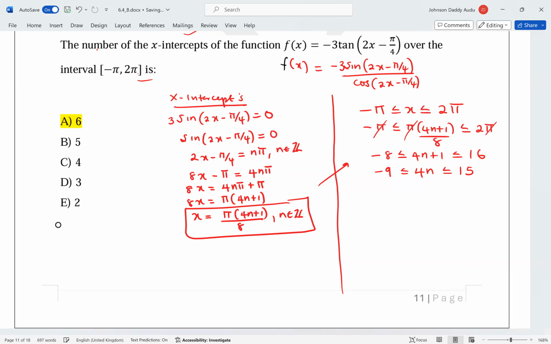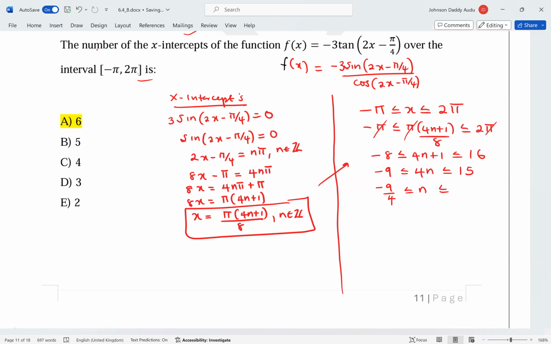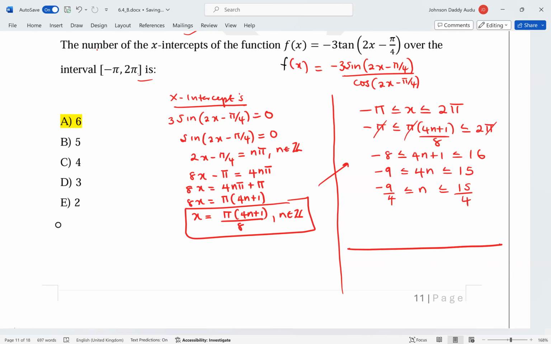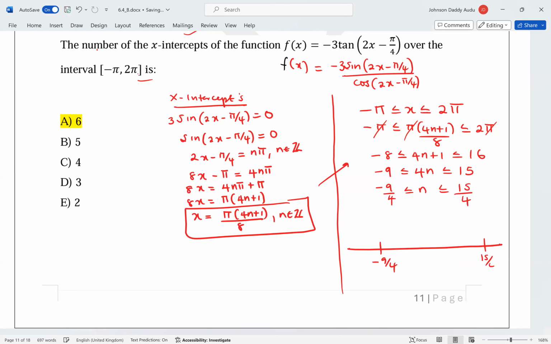What I did is that I subtracted 1 from all sides, and this will be minus 9 over 4 is less than n less than 15 over 4. So if we go to the number line and see what this means, this is minus 9 over 4, and this is 15 over 4. Let's see what integers are between these. Minus 9 over 4 is around minus 2 point something, so the first integer here is going to be minus 2.